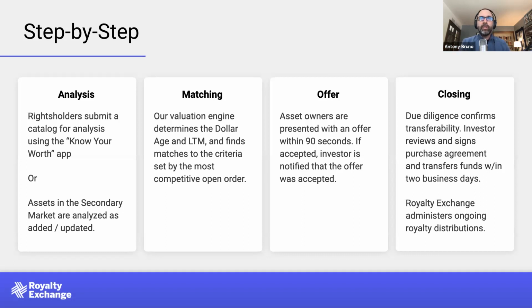Once that's done, there's a due diligence process to confirm that we can actually transfer the royalties. This is mostly focused on the catalog submitted through Know Your Worth. Then the investor can review and sign the purchase agreement and transfer funds within 2 business days in order to complete the purchase. After which the sale is done, and we begin administering the ongoing royalty distributions that you've acquired. That's the full process. It seems very hands off. Most of the hands on is on our end, yes. But for you, it's a very automated process.